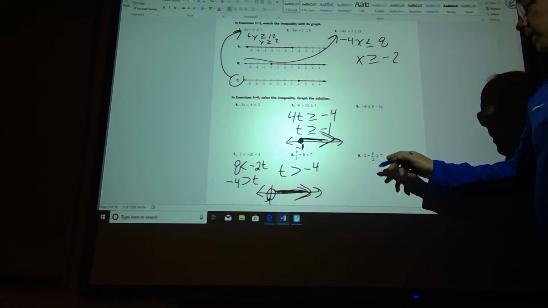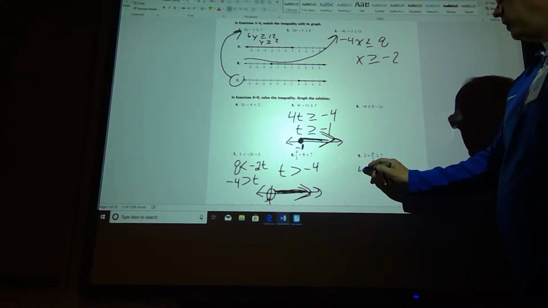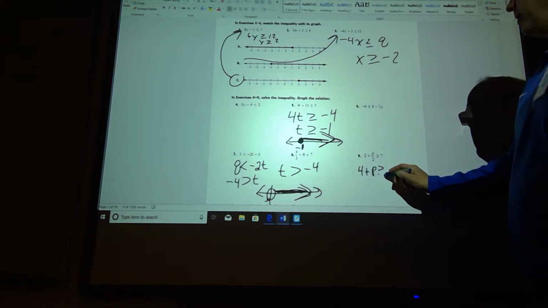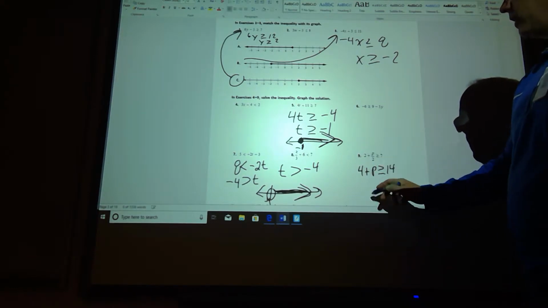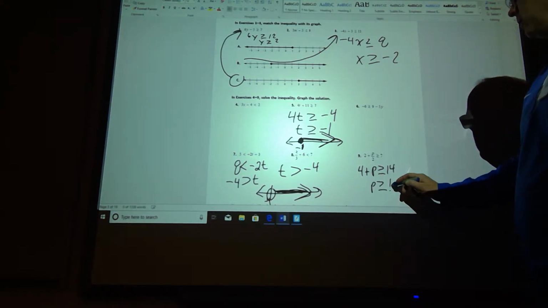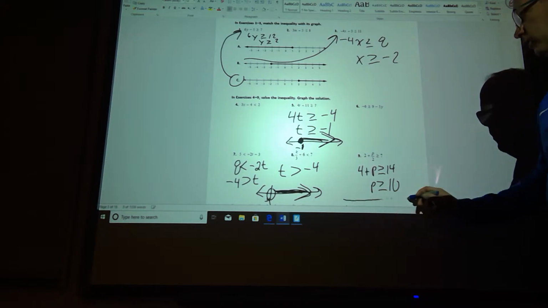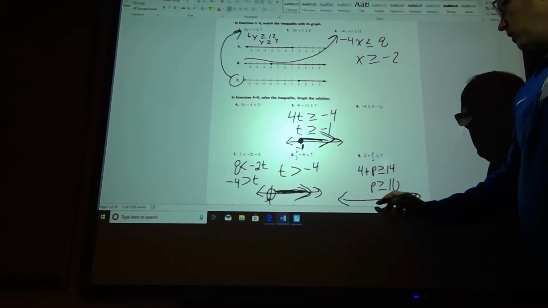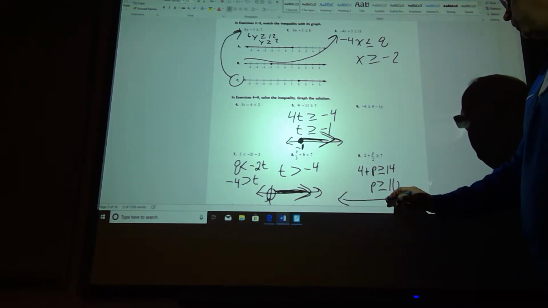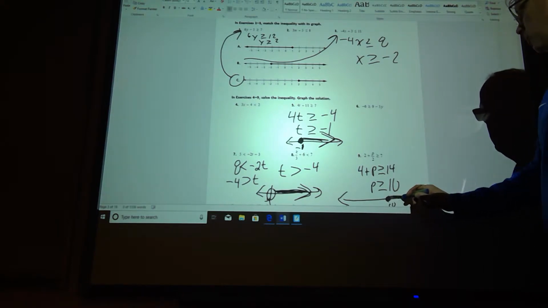Problem number 9, let's get rid of our denominator, multiply everything by 2. So I get 4 plus p is greater than or equal to 14. Subtract 4 from both sides, so I get to 10. And so this is going to look like this. I want values bigger than 10 and equal to it, so rounded circle, shaded right.